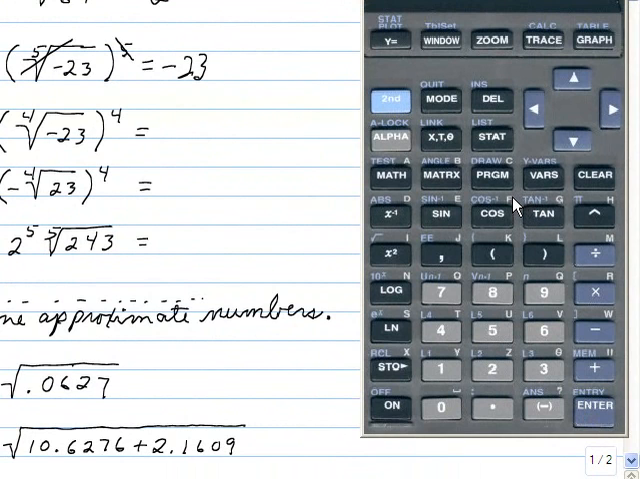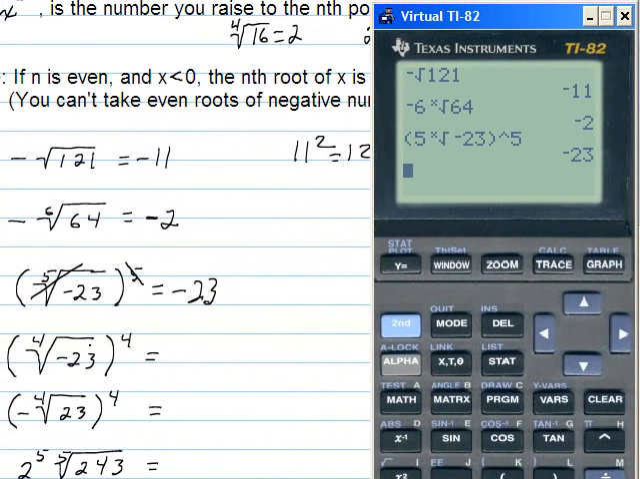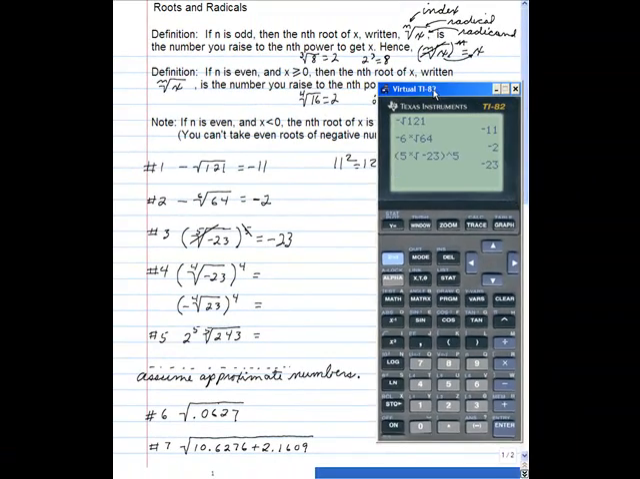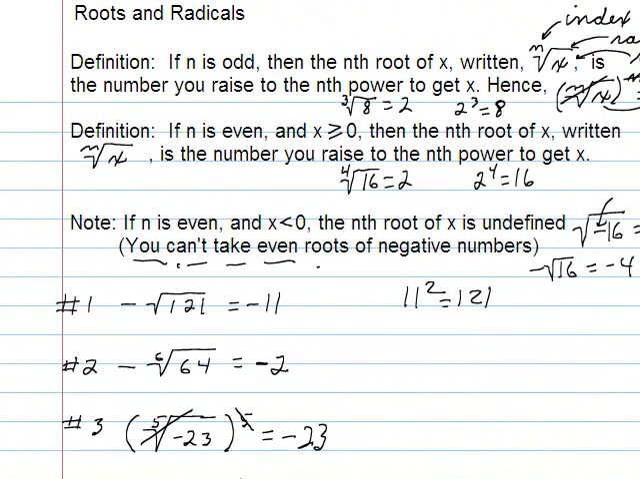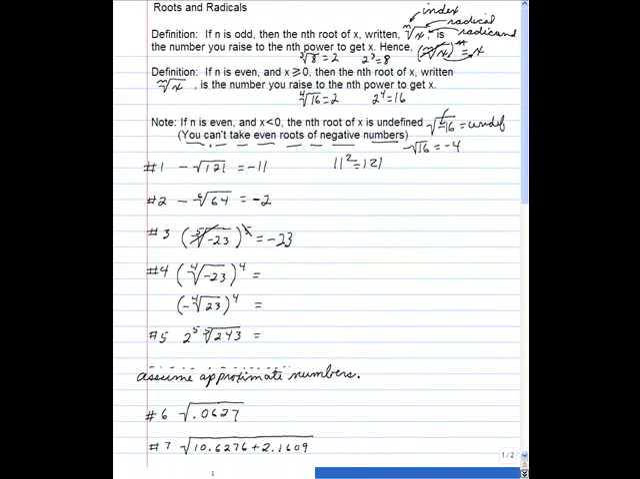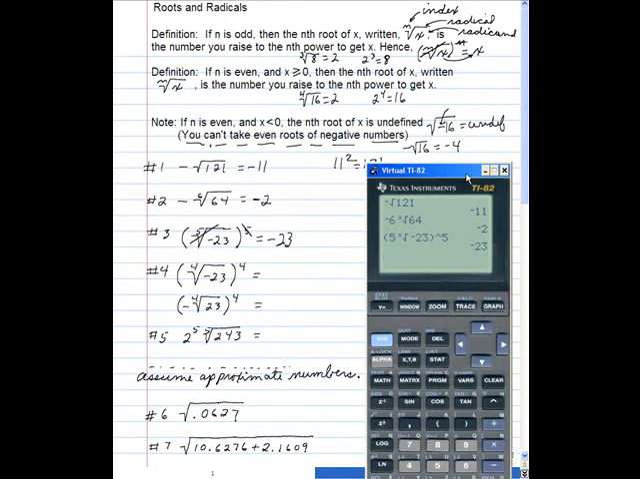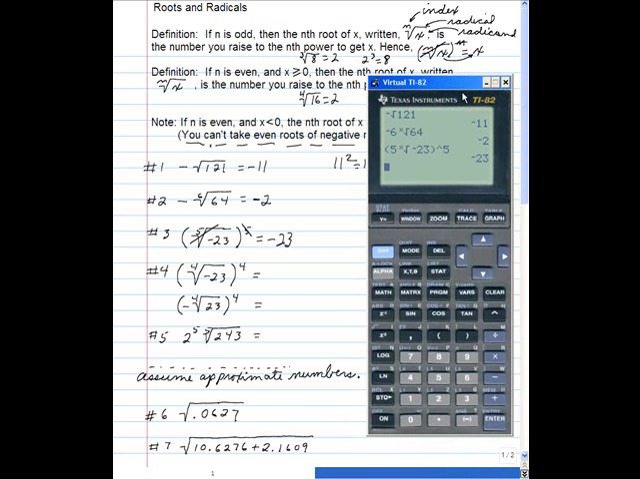Let's go to the next one. In the next one, again, I have a negative number inside the radical sign, but this time I'm taking an even root. And if you read the sign here, I'll get it out of the way, you can't take even roots of negative numbers. That's what all that fancy definition boils down to. You just cannot take even roots of negative numbers, so this should not work. But I'm going to try to put it in just like the one before. So I'll go open bracket. I want to do a fourth root, so I'll do 4 math 5.